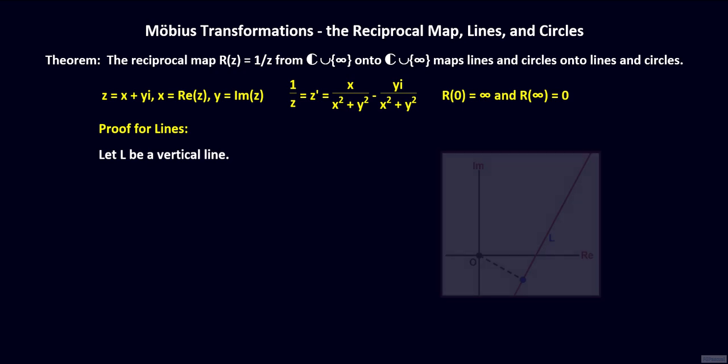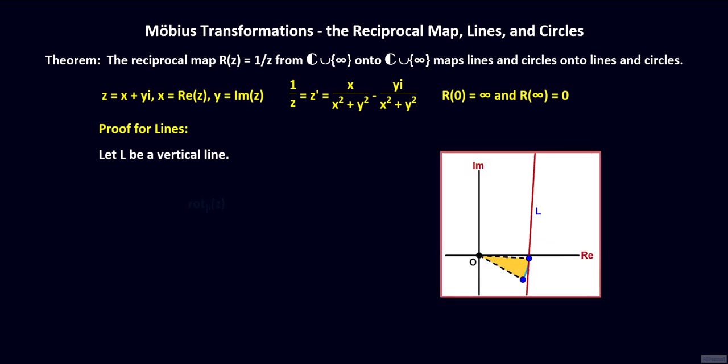If L were not vertical, we would then apply our rotation rho sub beta to make L a vertical line. Beta is the rotation angle of rho sub beta, and rho sub beta of z equals z times e raised to the power i times beta. The question is, how does first applying rho sub beta, followed by the reciprocal map, affect the shape of the image of L under the reciprocal map?